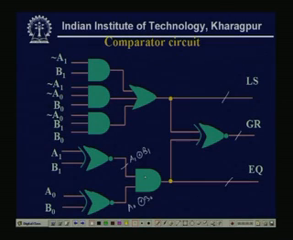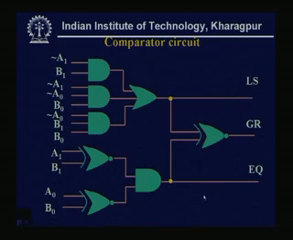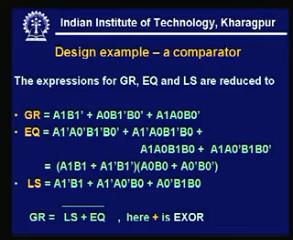So, in this way we can design combination circuits. Now, we see the previous thing. This is one type of realization where mainly the AND, OR and XOR, these three gates, we have used.